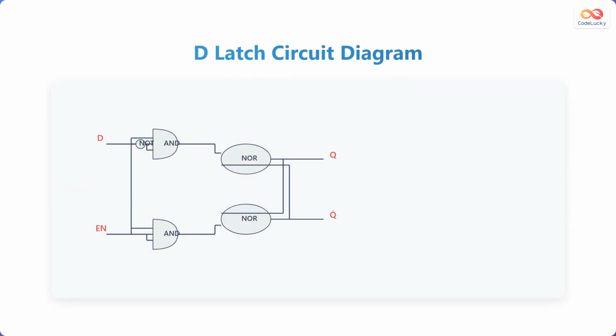Here is the circuit diagram of a D Latch. The circuit consists of two AND gates, two NOR gates, and one NOT gate. The data input D goes directly into one AND gate and also goes through the NOT gate before entering the other AND gate. The enable input EN is connected to both AND gates. The outputs of the AND gates are connected to the NOR gates, which form an SR latch configuration. The output Q is taken from one NOR gate, and the complementary output Q bar is taken from the other NOR gate.